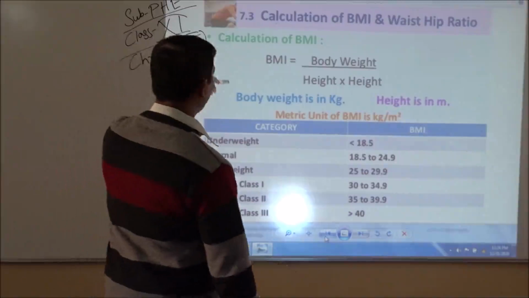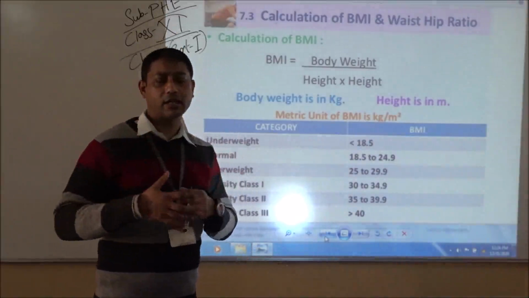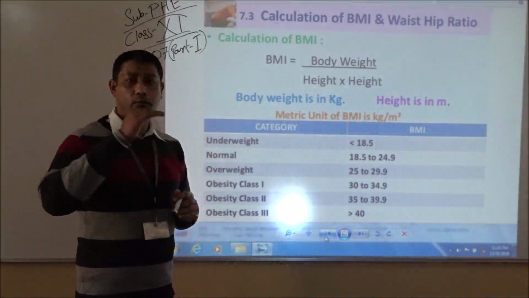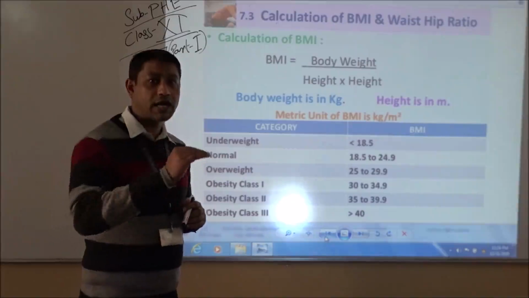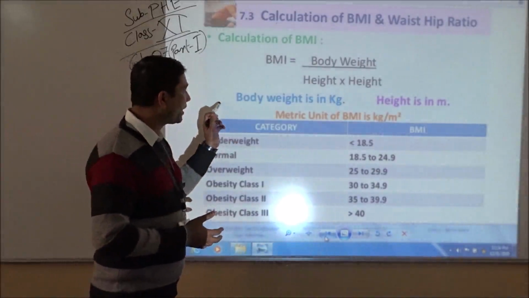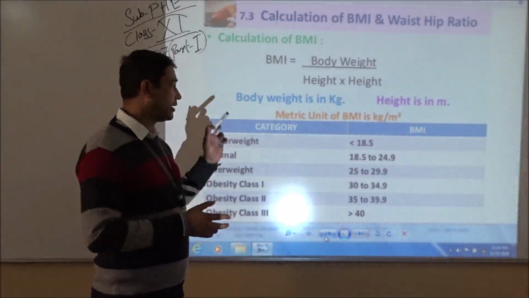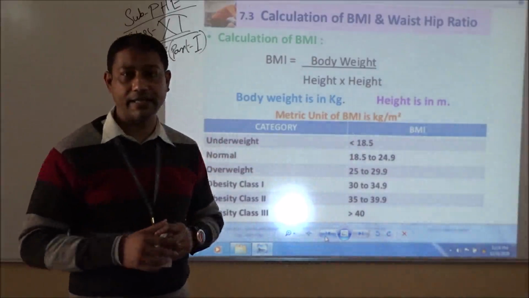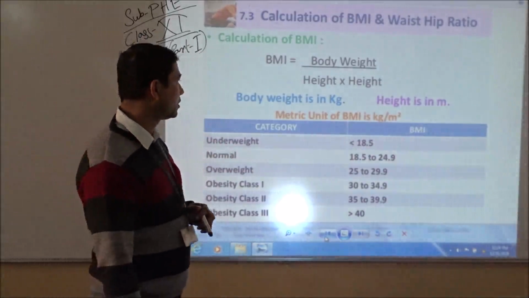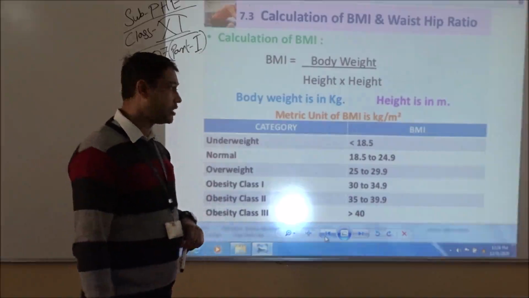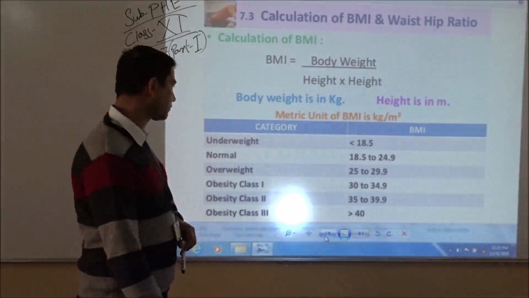Next, this is the formula. How to calculate body mass index? The formula is body weight upon height squared, where body weight will be calculated in kilograms and height will be measured in meters. As you can see, students, body weight upon height into height. So height into meter square.